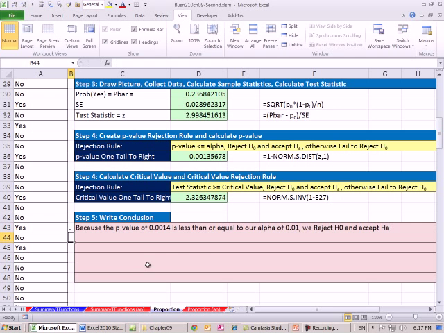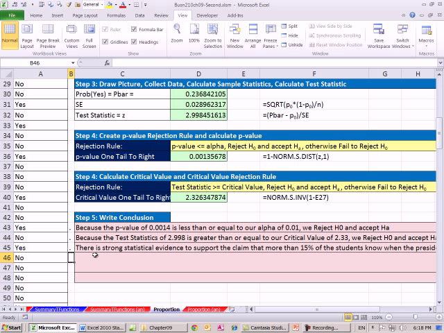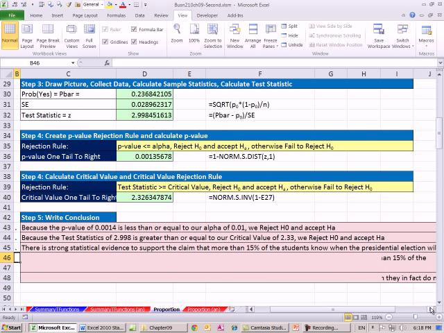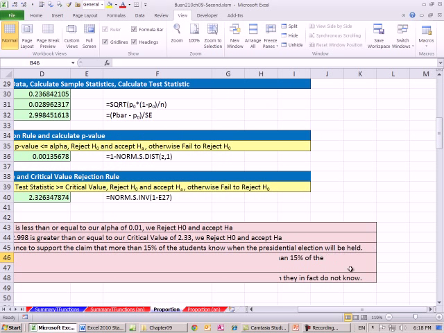Our conclusion: because the p of approximately 0.0014 is less than or equal to our alpha, we reject the null and accept the alternative. If we're using our critical value rule, because the test statistic 2.99, almost 3 standard deviations in essence, is greater than or equal to the critical value of 2.33, we reject the null and accept the alternative. There is strong statistical evidence to support the claim that more than 15% of the students know when the presidential election will be held.